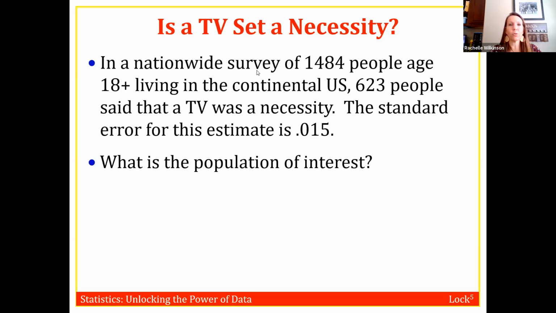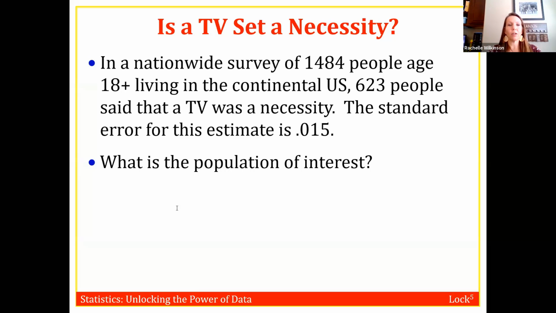So our first question is, what is the population of interest? What do you think the population is? Sometimes it can help. When I think of the population, I like to think of the word "all" because it reminds me that the population is big. It's like everybody in this group that I'm interested in.